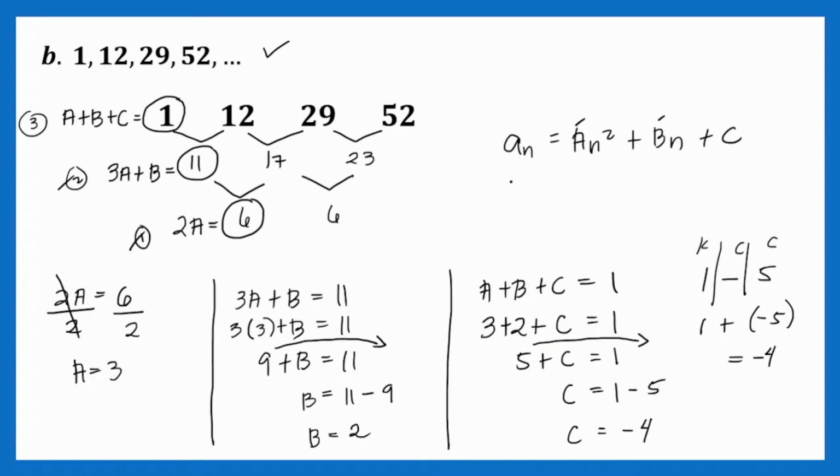Plug in lang natin. A sub n is equal to, what is A? 3. Check mo doon. Alright, 3. N squared plus, what is B? B is 2. So, positive 2. So, 2n. Then, yung C is negative. So, since negative ito dito, instead of plus, ilalagay mo, minus na. It's minus 4. And this is now the final answer.